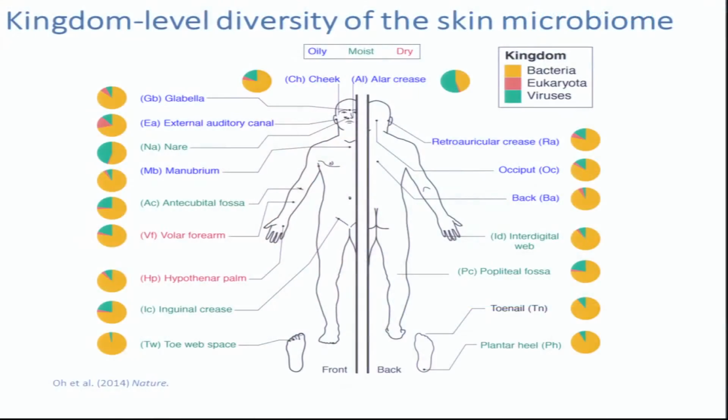Taking a step back and looking at the kingdom level diversity, I think it's important to note that on the skin, and perhaps more so than other body sites, there are these fungal components of the microbiome. And there's also the viral components, and I'll talk a little bit about each of those. But this is a breakdown of exactly how much each kingdom makes up at each site.